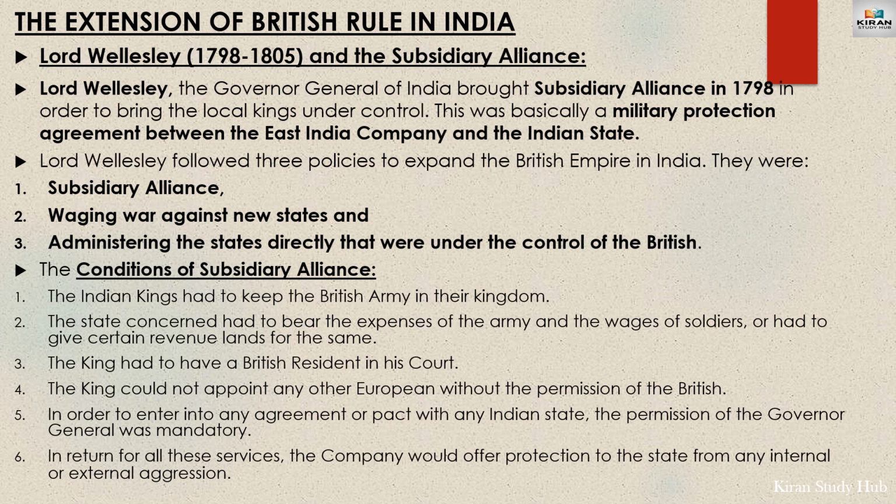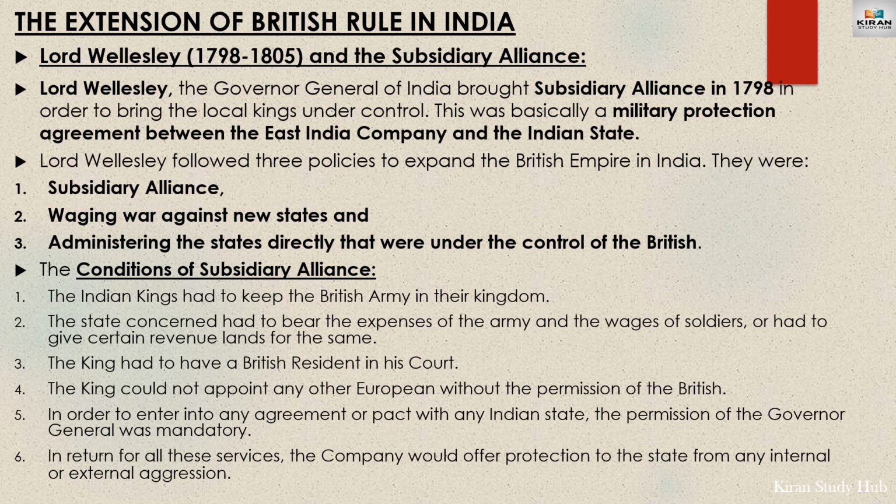Now let us study the conditions of the subsidiary alliance. The Indian kings had to keep the British army in their kingdom. That is the first one. The second one is, the princely states or the king had to bear the expenses of the army and wages of the soldiers, or had to give certain revenue lands for the same. The third one is, there will be a British resident in the court of the king. The king could not appoint any other European without the permission of the British.